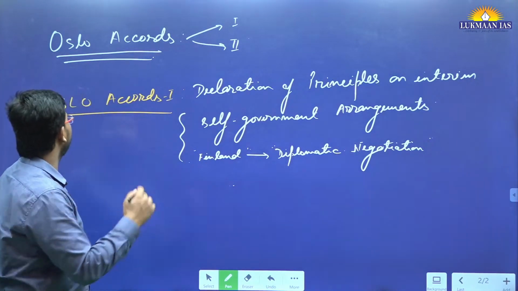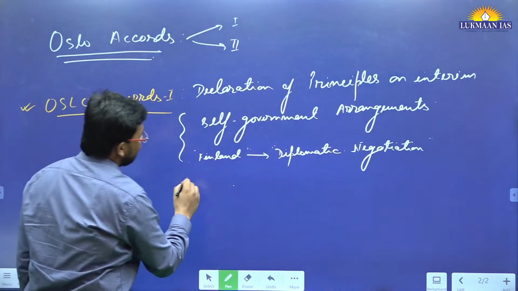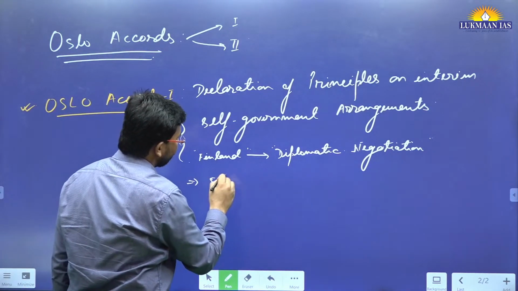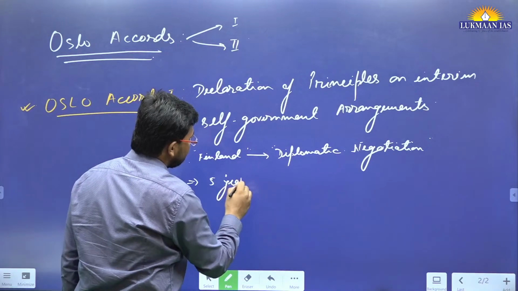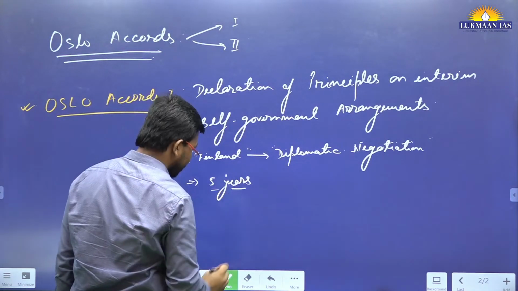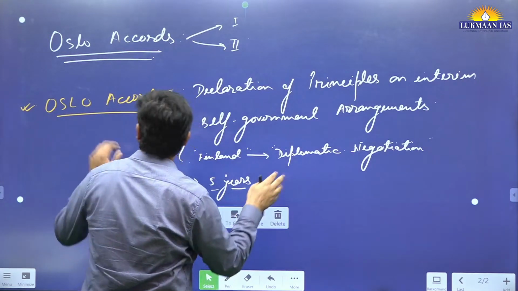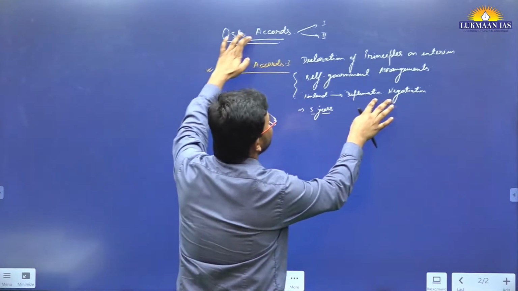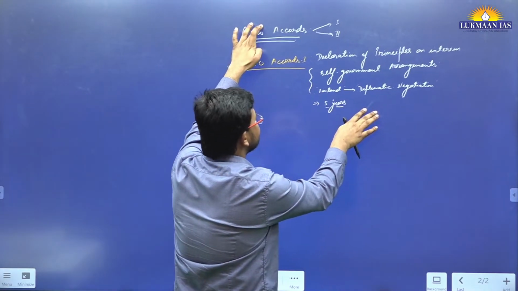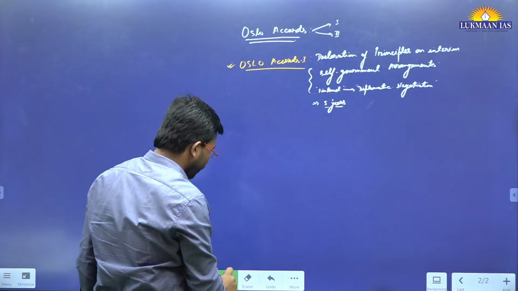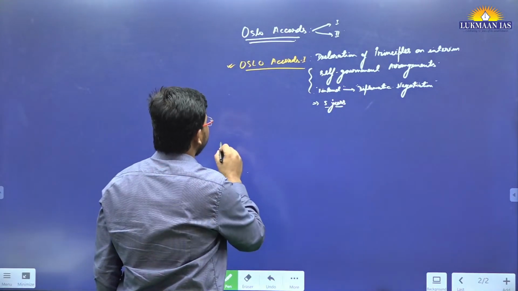These interim arrangements were signed for a period of 5 years. They said that this interim government was created for 5 years, and after that they are going to discuss with one another further measures related to bringing peace.